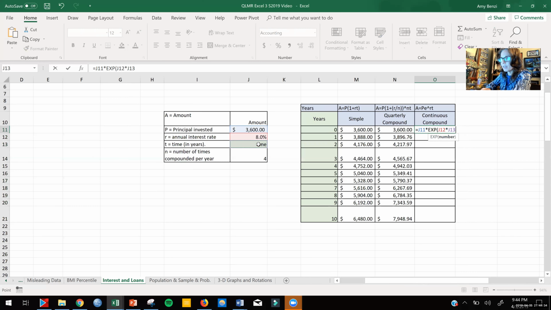All right, very good. And then again, the only cell reference I am not going to lock is the time. Everything else gets locked up or we get a disaster like you've already seen. All right, and something went wrong here.